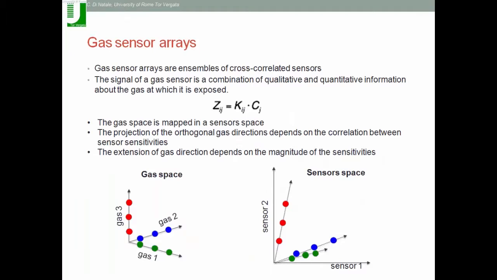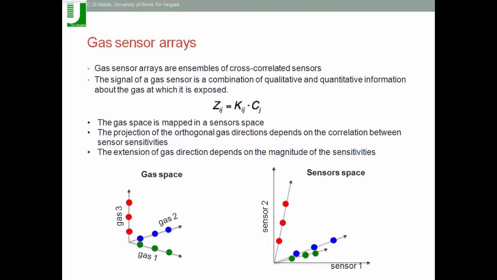Now let's see another example about the gas sensor array. The gas sensor array I mentioned before provides multivariate data, because from each sensor we extract one signal. Then for each sample we have an array of values, an array of signals. Now a gas sensor, a chemical sensor, provides a response, a signal that is due to two terms, the quantity and the quality.